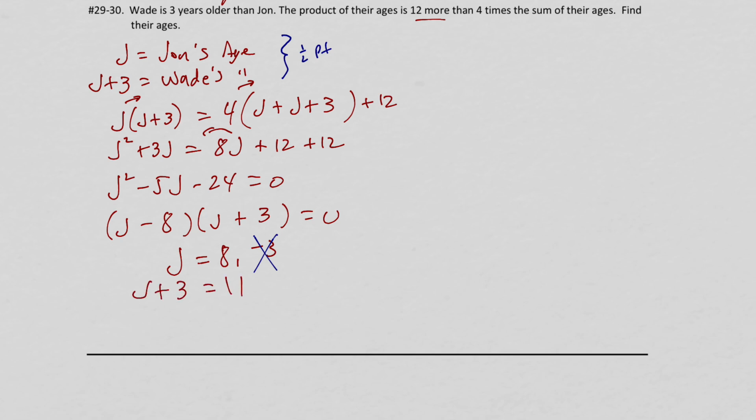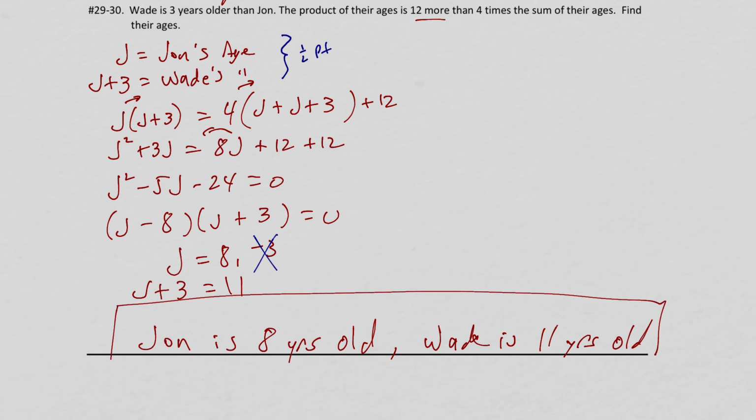So John is 8 years old. Wade is 11 years old. And that's it.